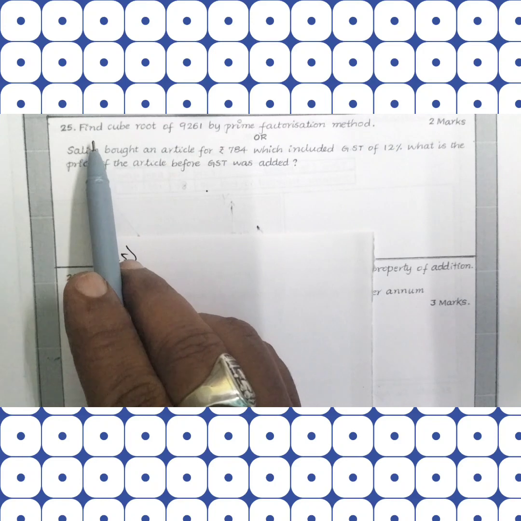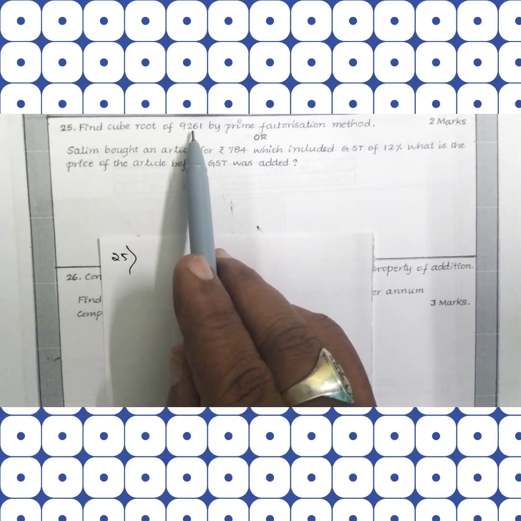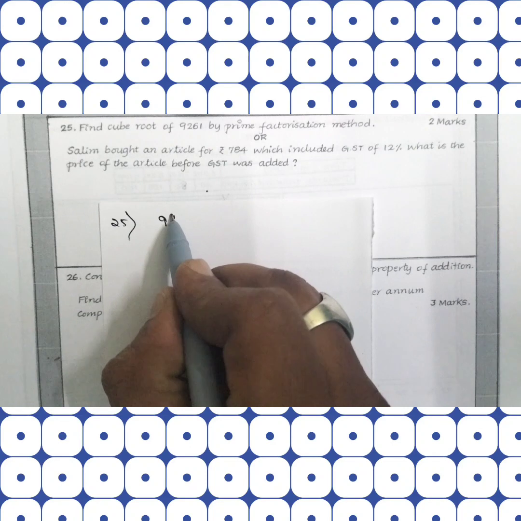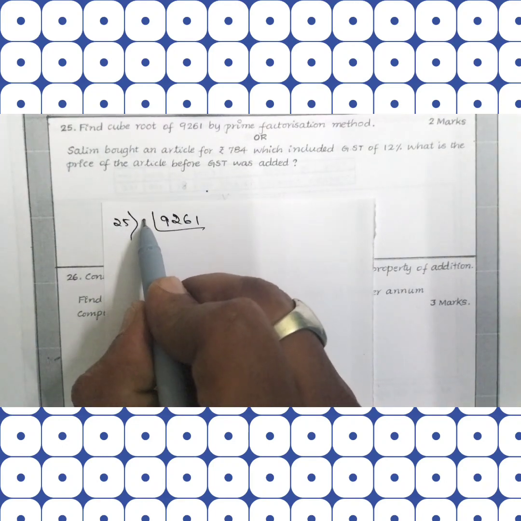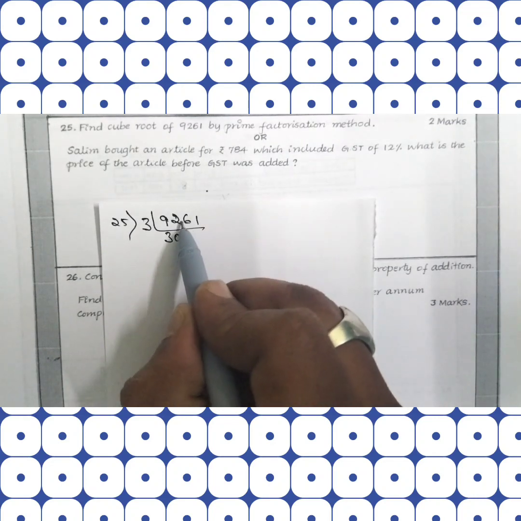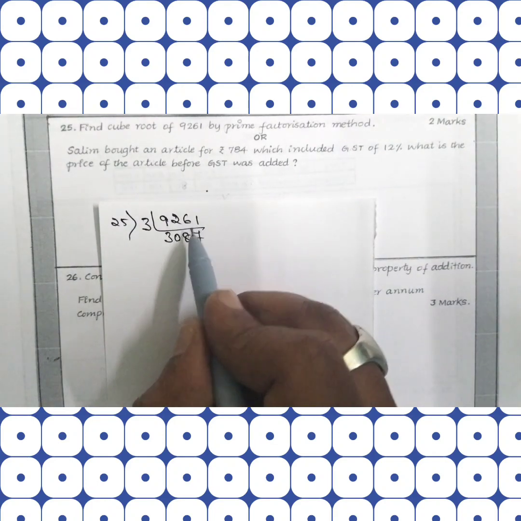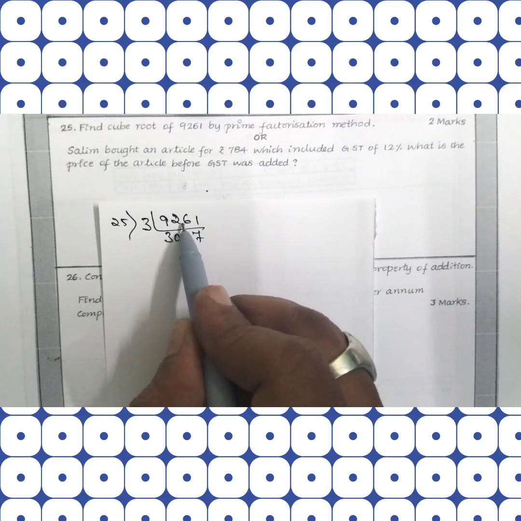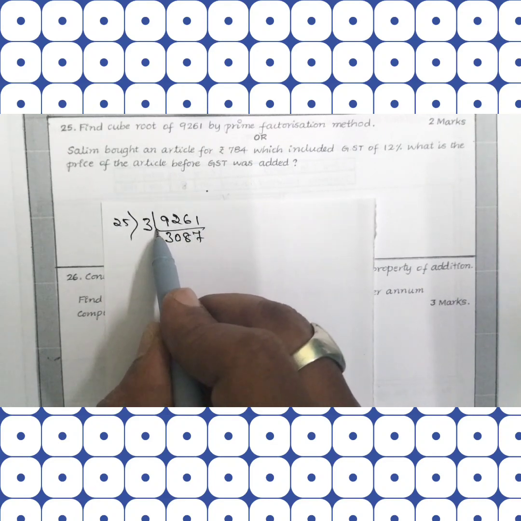The 25th question is: find the cube root of 9261 by the prime factorization method. So now let us find out the cube root. 9261, let us divide it by 3. 3 3s are 9, 0, 3 8s are 24, 2 carried, 3 9s are 27. 3 7s are 21, 3 3s are 9, 0, 3 8s are 24, 2 carried, 3 7s are 21.